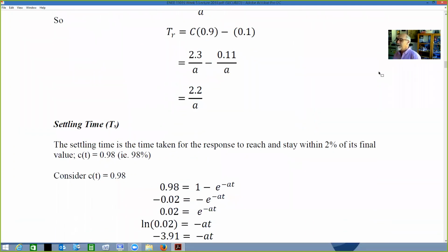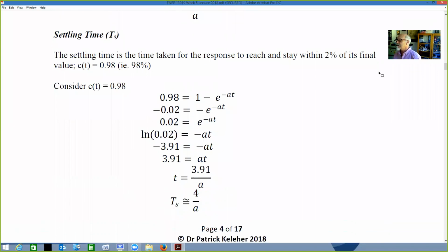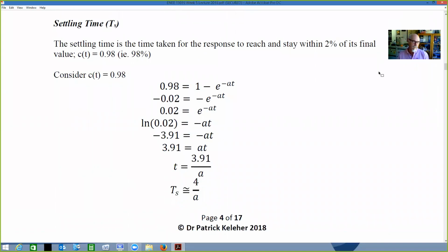Settling time. Again, as I say, these things will become design parameters necessary for your particular control system. You'll need to be within particular settling times, rise times, that type of thing, to make sure that the control system operates appropriately, so therefore it can respond appropriately to whatever your system is. So again, another definition. Settling time is the time taken for the response to reach and stay within 2% of its final value. So C of t equals 0.98 or 98%.